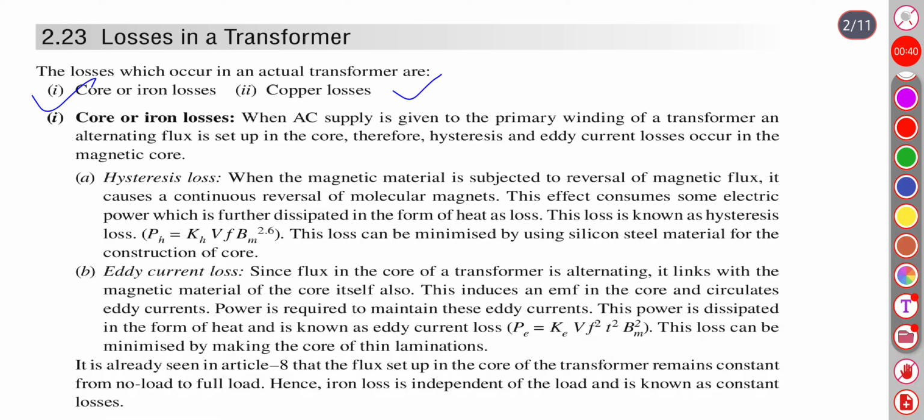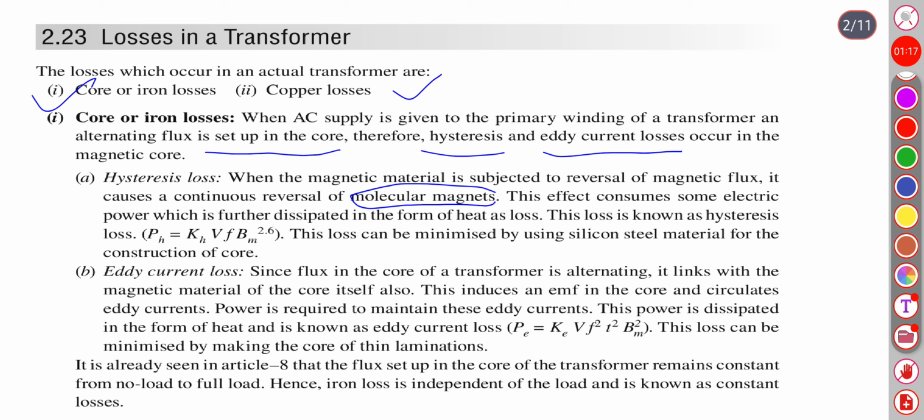When AC supply is given to the primary winding of a transformer, alternating flux is set up in the core. Therefore, hysteresis and eddy current losses occur in the magnetic core. Now, hysteresis loss occurs when the magnetic material is subjected to reversal of magnetic flux. It causes a continuous reversal of molecular magnets inside the core. This effect consumes more electric power, which is dissipated in the form of heat or loss.